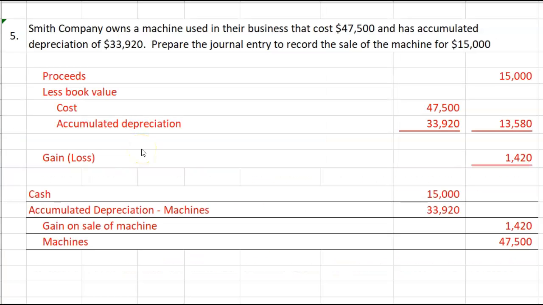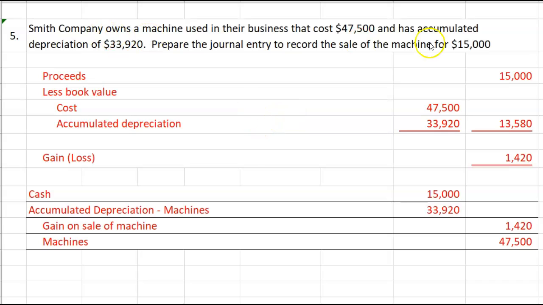As you learned from the Chapter 8 instructor video lectures and from the textbook, the gain or loss on the sale of an asset that has been used and depreciated by the business is calculated by proceeds minus the book value. And the book value is cost minus accumulated depreciation. If the proceeds are greater than the book value, then you have a gain. If the proceeds are less than the book value, then you have a loss.